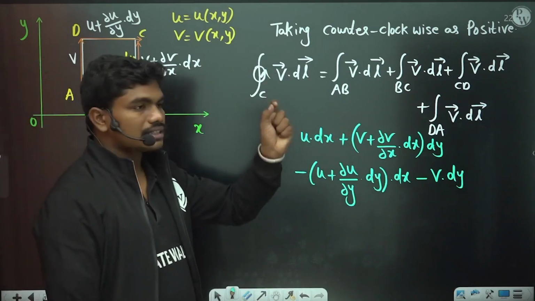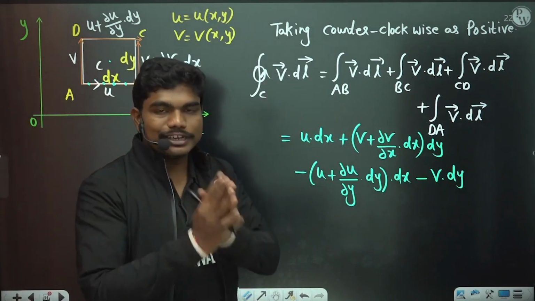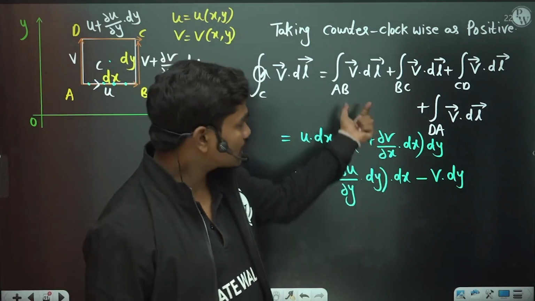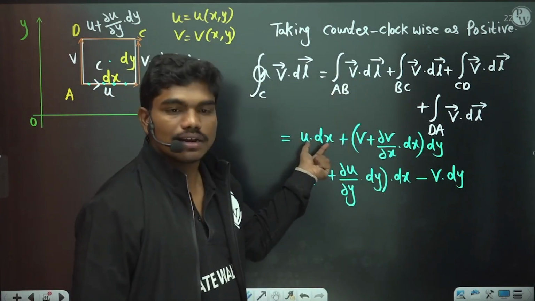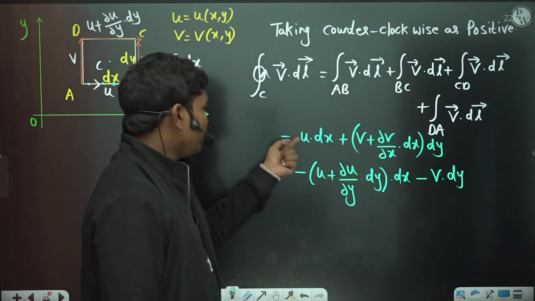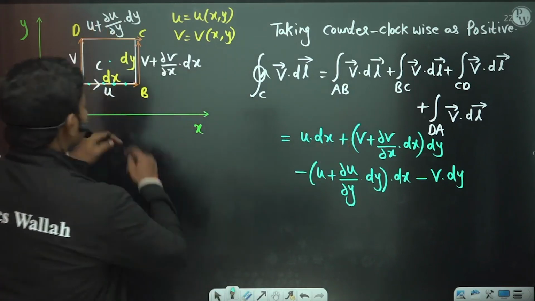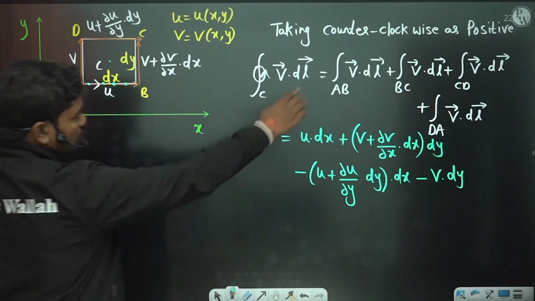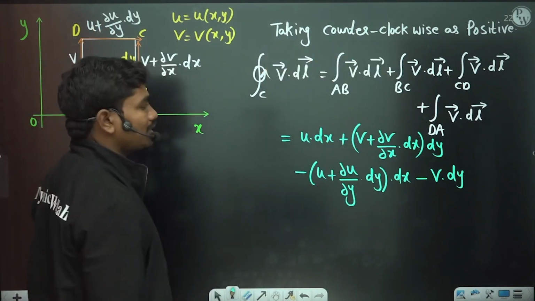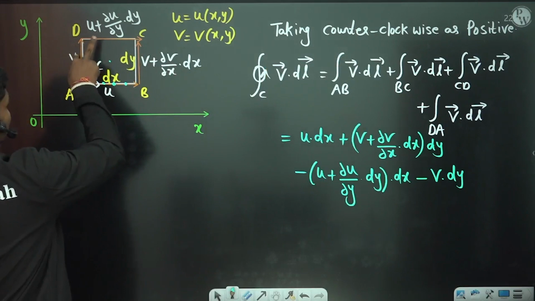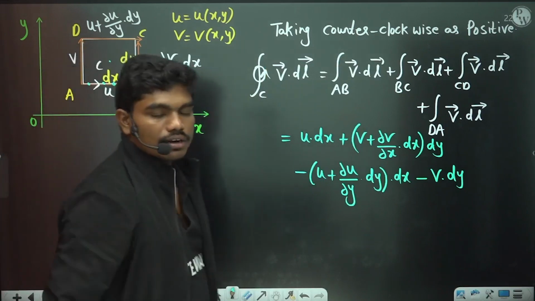Because at any location v bar and dl are parallel to each other, the dot product of those two is nothing but the product of individual magnitudes, okay? So u into dx and v into dy, these two are positive because they are trying to rotate this element in the counterclockwise sense, normally taking counterclockwise as positive in our notation, and these two are negative because they are trying to rotate this in the clockwise sense, okay?